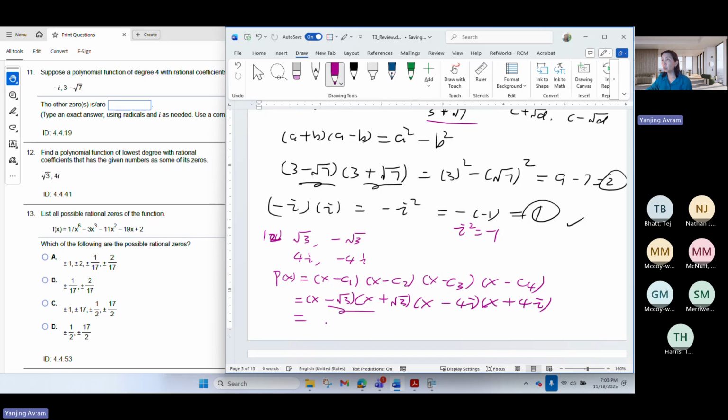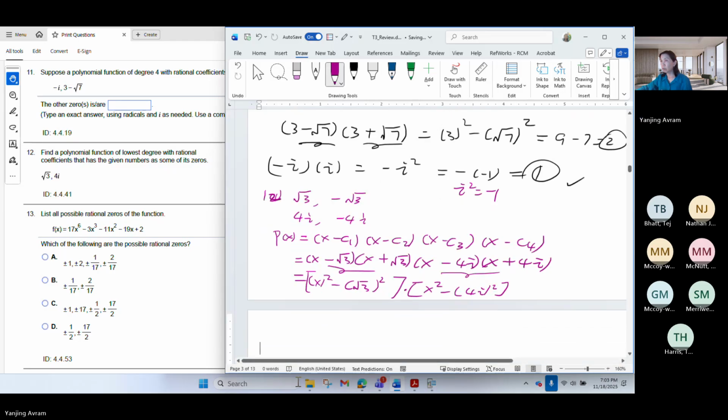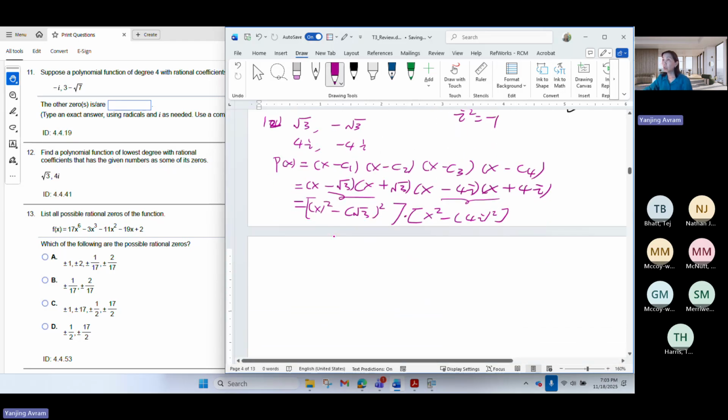We can multiply these two together. This will be a squared minus b squared. And then I'm going to multiply these two together. This will be x squared minus 4i squared. Now we calculate this. This one right here will be x squared minus 3, because square root of 3 squared is 3. And this will be x squared minus 16i squared. 16i squared is negative 16, so this will be plus 16.